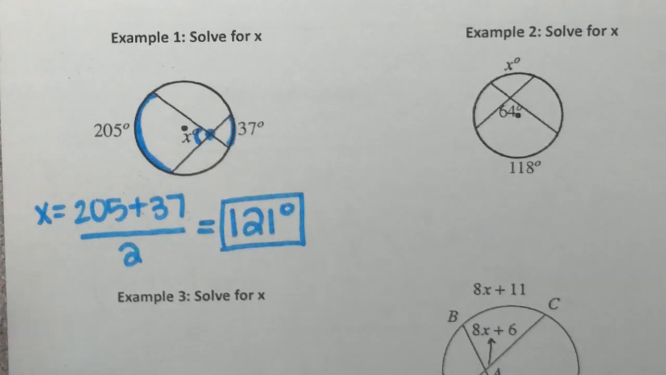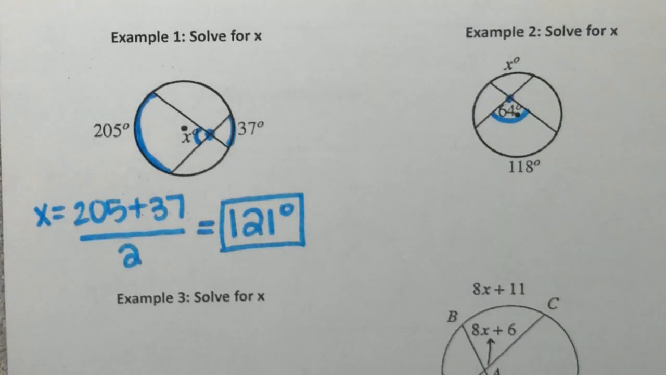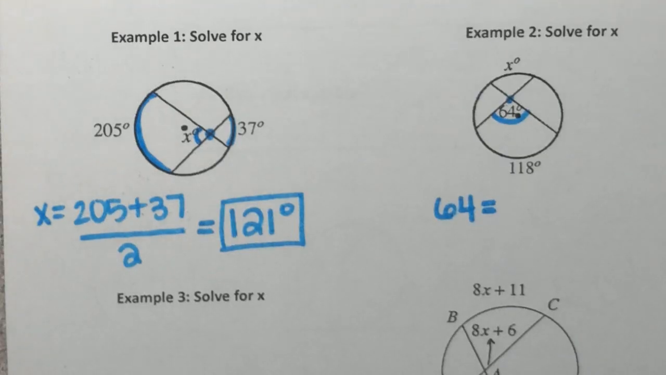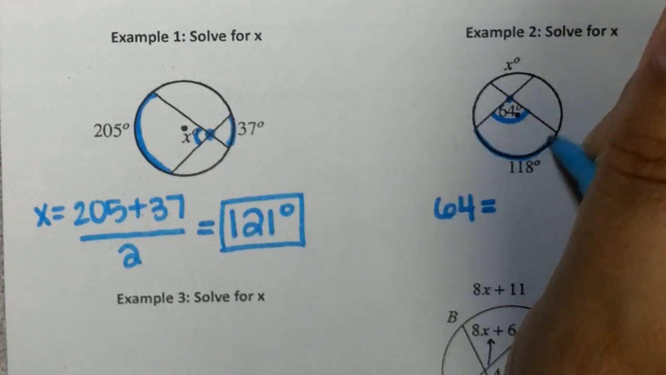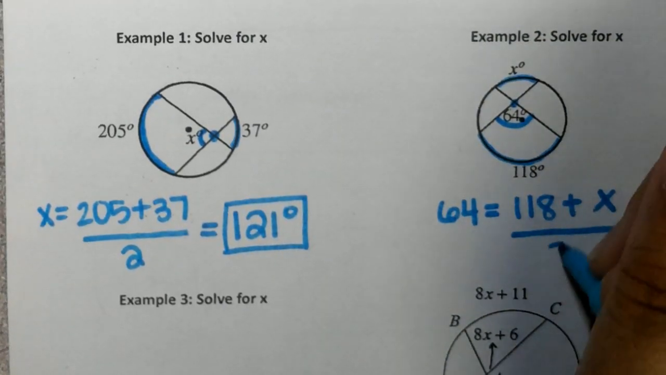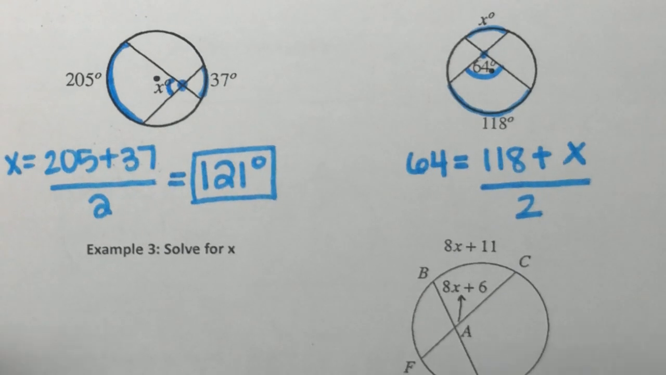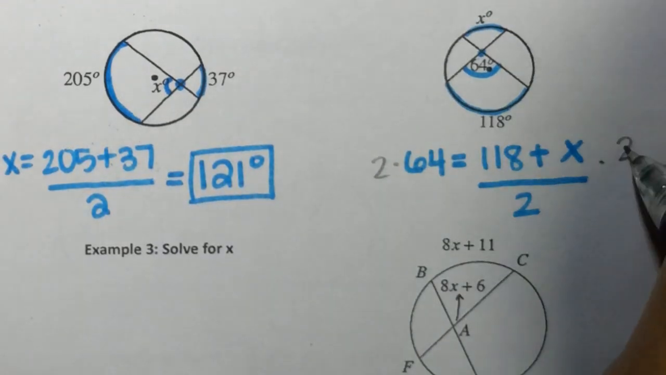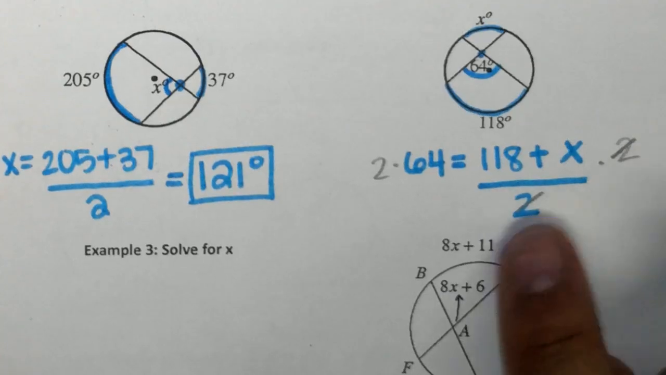Look at example 2. What's different about example 2? I'm giving you the angle. So this time, 64 equals, what is my big arc? What's my small arc? Divided by 2, and so we'll put x. So we are going to solve. I personally am always going to get rid of fractions first because I do not like fractions. So I am going to multiply by 2, and what you do to one side, you do to the other. Now, y'all, you don't actually do anything with this 2, it just cancels it out.